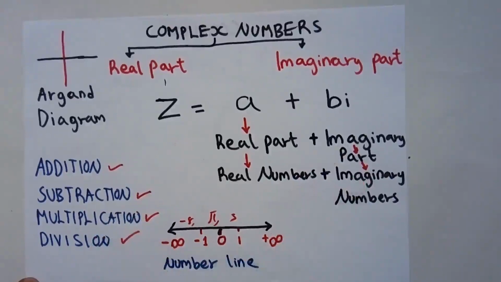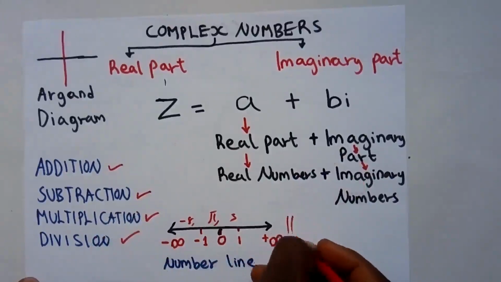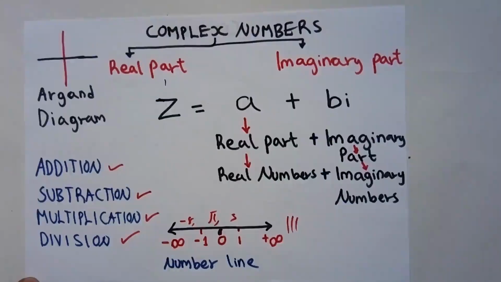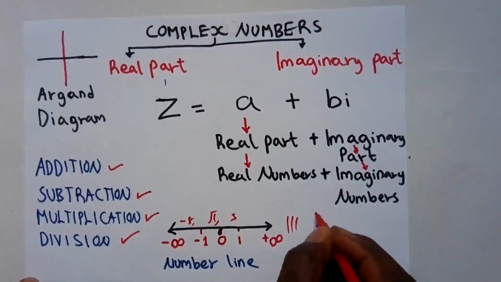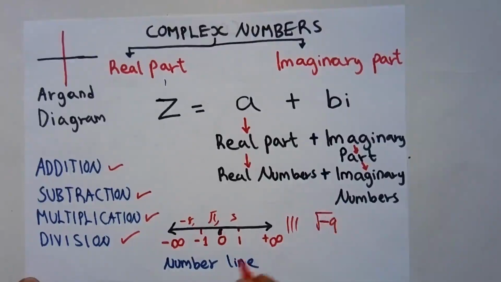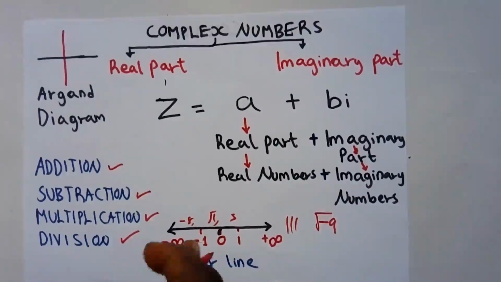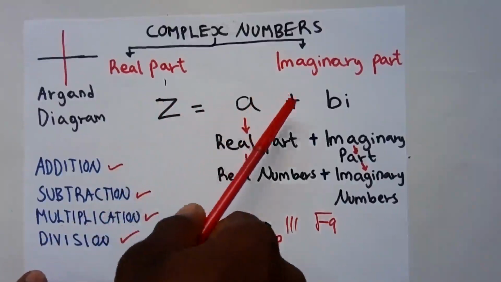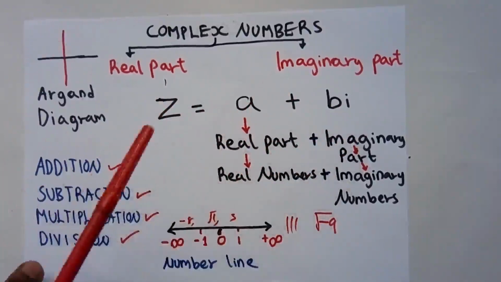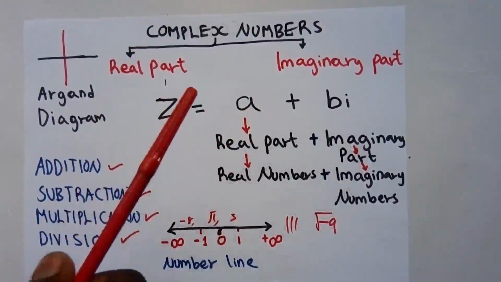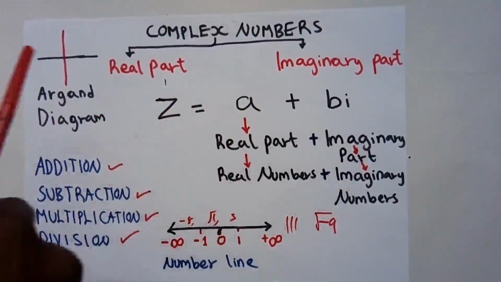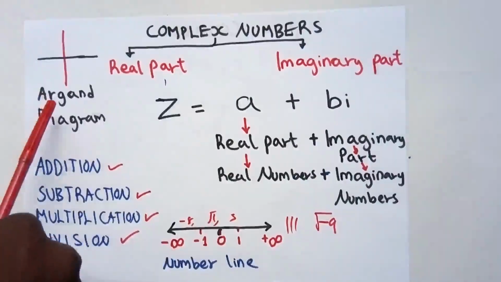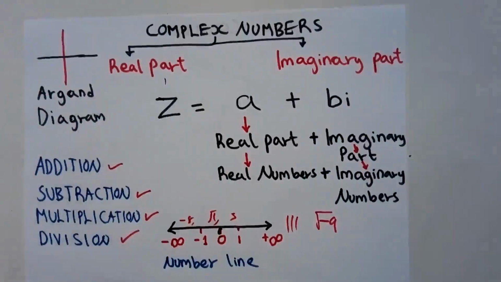What is an imaginary number? Numbers that fall outside this range are imaginary numbers. Example, the square root of minus 9 is an imaginary number because the square root of minus 9 does not exist. Z is equal to a plus bi is a complex number. And this complex number can be represented in a two-dimensional plane called the Argand diagram.